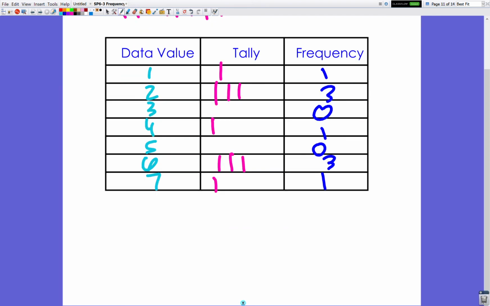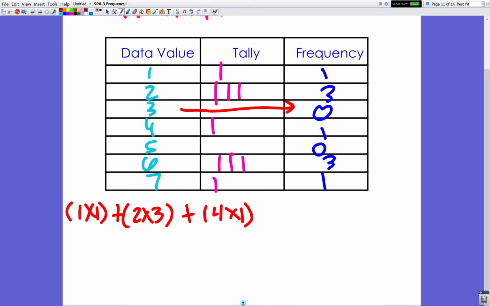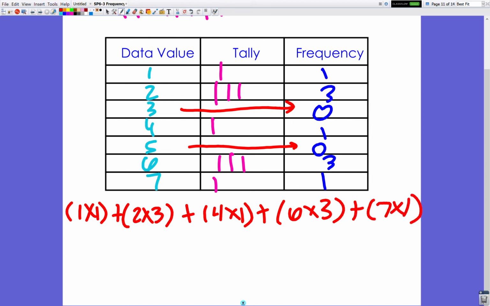And now we're going to use those frequencies to solve for our mean. So we have 1 times 1 plus 2 times 3 plus, we don't need 3 because this is frequency of 0. So we'll go to 4 times 1 plus, we don't need 5 because again it's a frequency of 0. So we'll go to 6 times 3 plus 7 times 1.